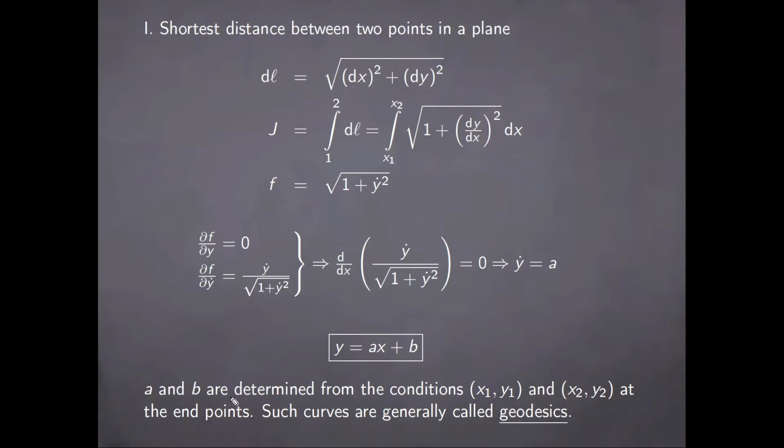And a and b are determined from the conditions which require that at x1 the value is y1 and at x2 the value is y2, so the fixed endpoints. Such curves are generally called geodesics, so the curves which give the shortest distance between 2 points in any given kind of geometry.